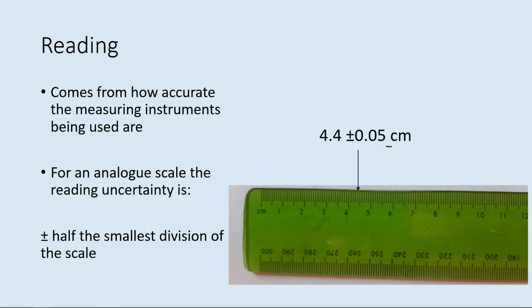If my measurement came along to here, I could say that this is 4.4 centimeters plus or minus 0.05 centimeters. This 0.05 comes from the fact that our smallest division is 0.1, divided by 2, which gives me 0.05 centimeters. So the length I've measured is 4.4 plus or minus 0.05. The reading could be anything from 4.35 to 4.45. That's for analog, so that's like numbers written down.